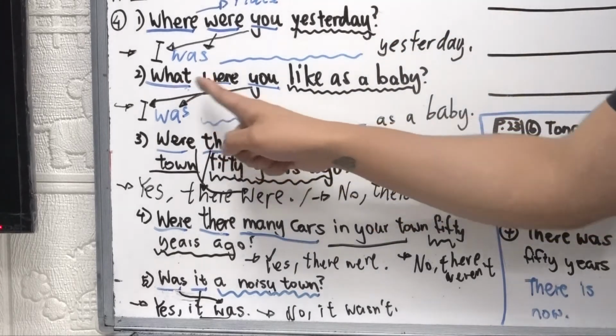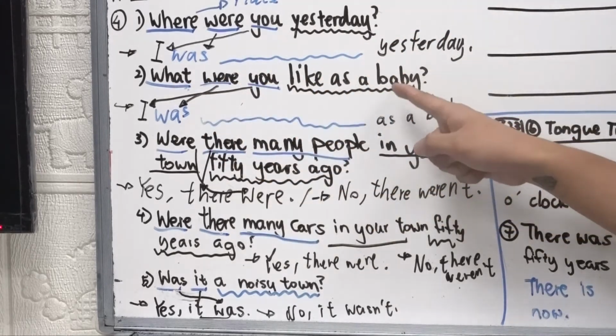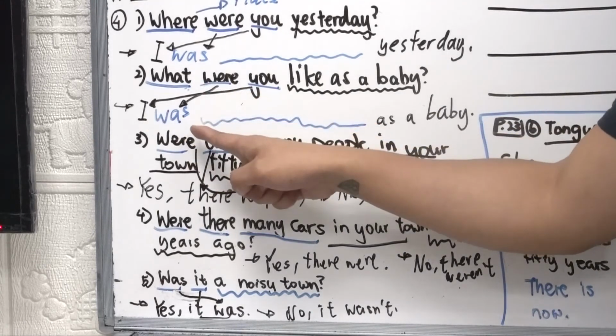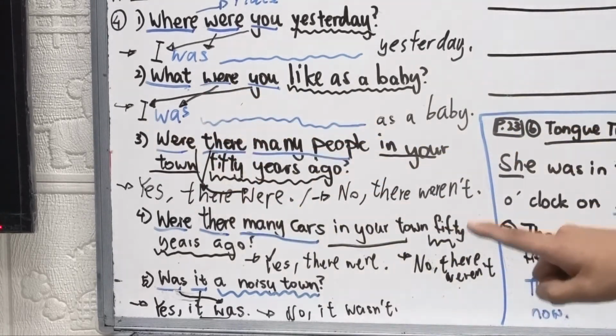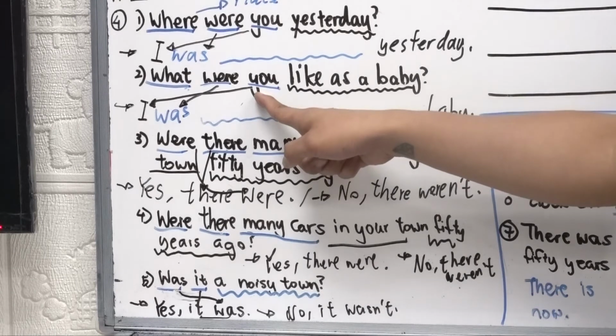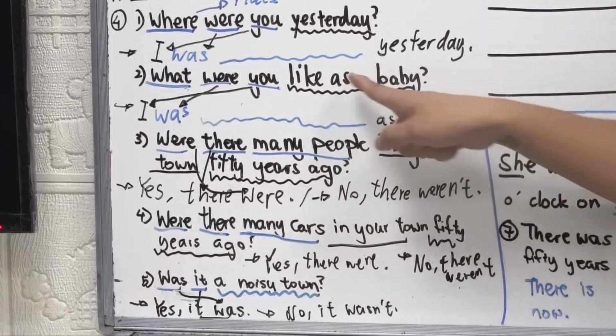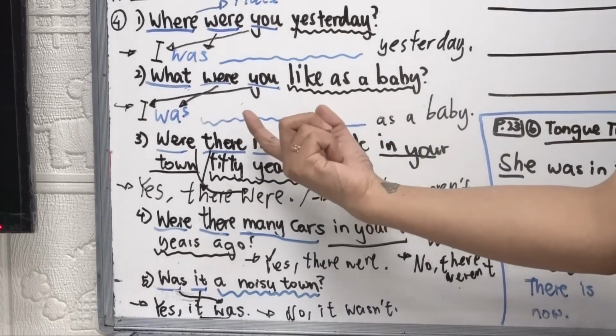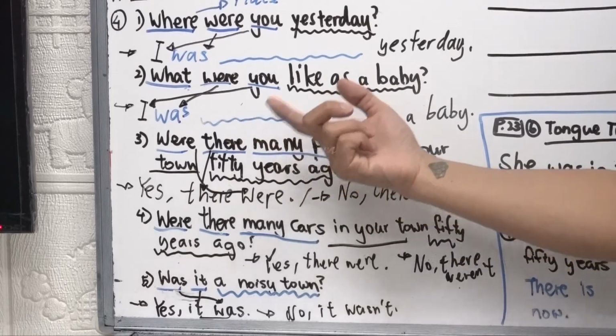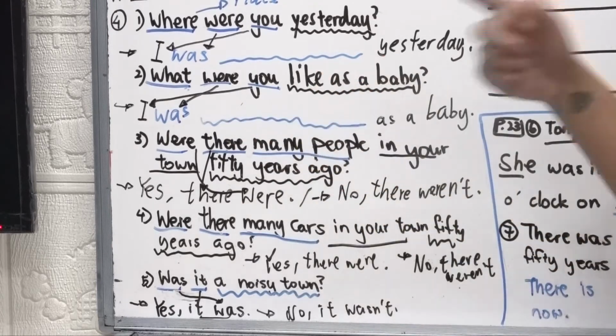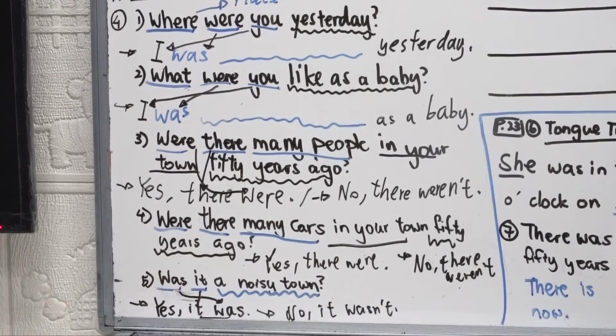Same here, right? "What were you like as a baby?" So where is "I was" from? "I was" comes from the question, "were you," right? Were you? And then the condition, "as a baby," and then the actual answer: funny, tired, noisy, not paying attention, right? Something like that. Okay?